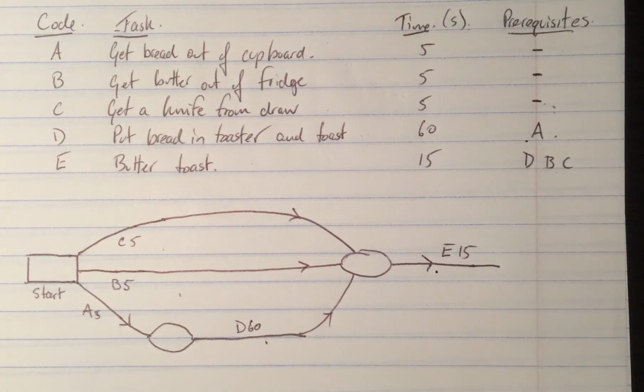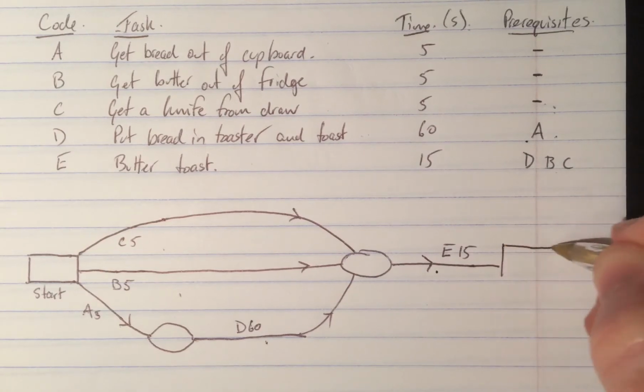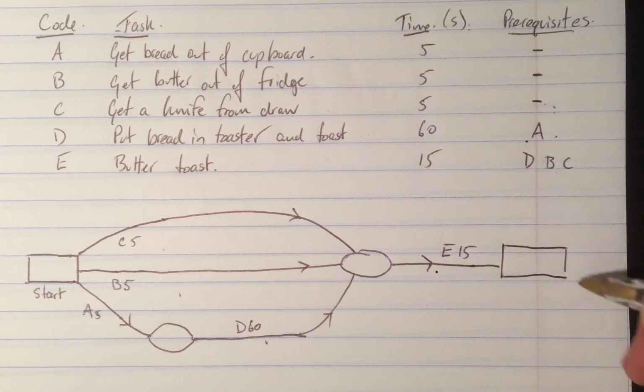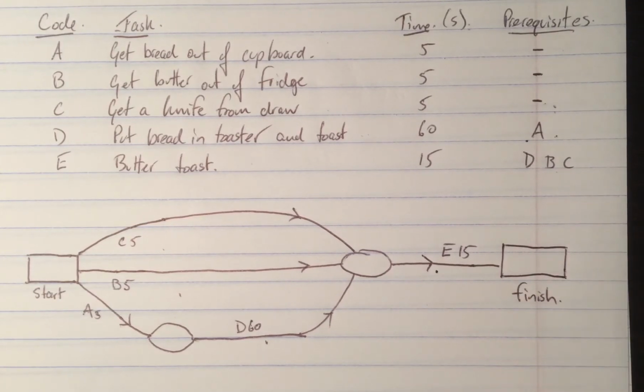Now E is the final activity. Once E is completed, the project is completed. So we're going to write in there a finish node. And that's drawing a project network from an activity table.